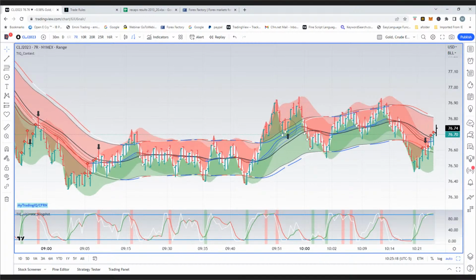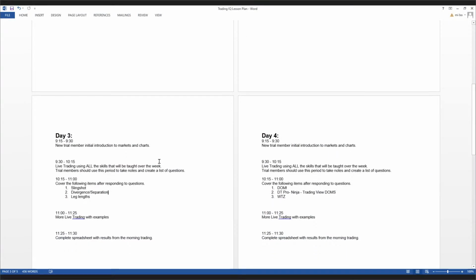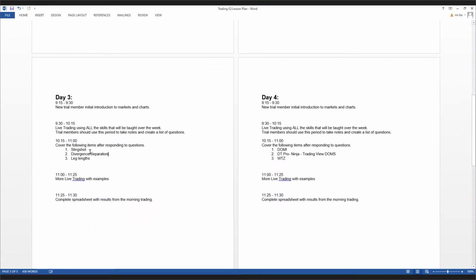So going back here to the training part of it. Now, let me show you the lesson plan for today. Today is day 3. It's Wednesday, day 3. Today I was going to go over the slingshot, the divergence and separation, and leg lengths. That's what we had in the lesson plan for today.